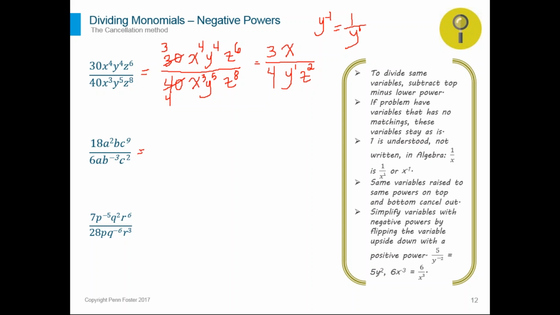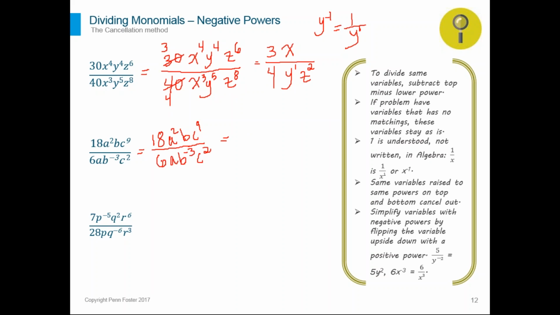So as you practice, you will find that those questions are not too hard. They look difficult, but they're not actually. Let's rewrite the question. a to the second, b and c to the ninth. And then we have a c, a b to the negative 3 and c to the second. Okay, let's then perform the same thing that we did.